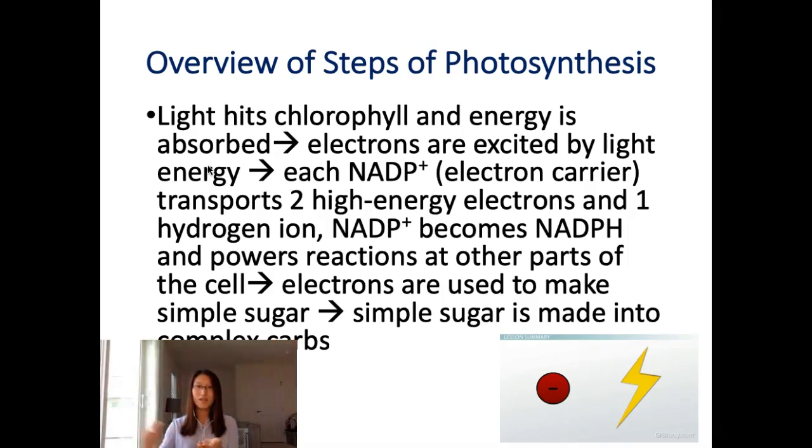Do that. One more time. Light comes into photosystem 2, electrons get excited. Okay, so what am I doing? What am I doing with my hands? What are you doing with your hands? So this is what happens.